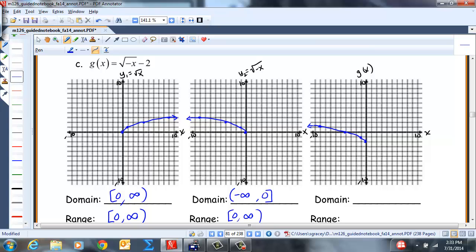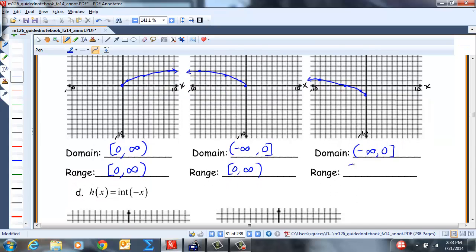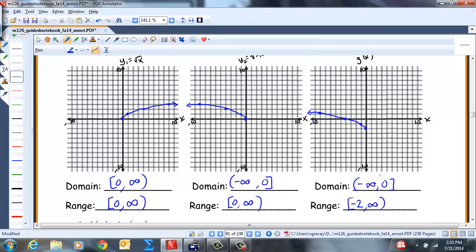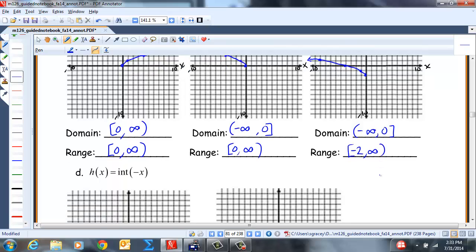Okay. So our domain on this one, it dropped down by 2, and it still goes up. Oop. Our domain didn't change. I was thinking of the range. So the domain is still going from minus infinity to 0. But our range changed. It dropped down by 2. So negative 2 to infinity is our range. And this is a useful way. It's kind of hard to graph them all on the same grid. It can get pretty confusing.